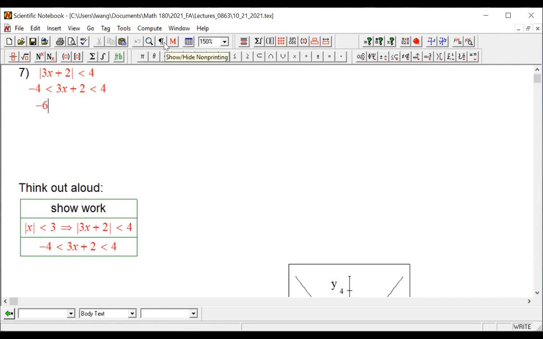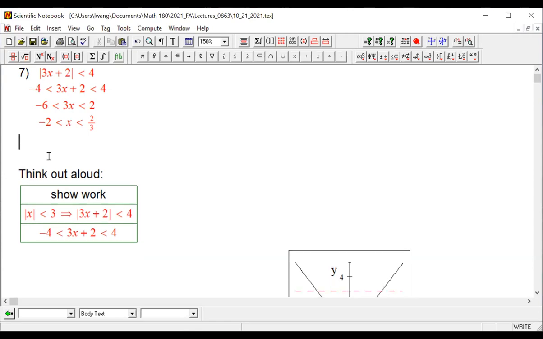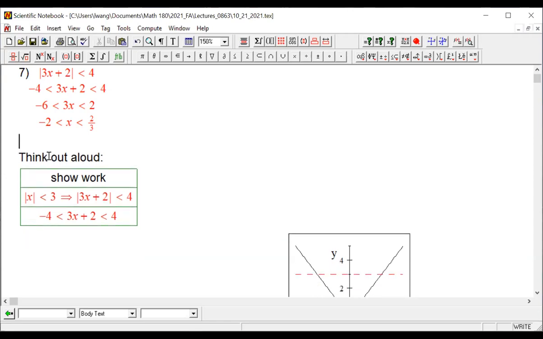Right? So we have -6 less than 3x less than 2. And then you divide every side by 3. You have -2 less than x less than 2/3. And you're done. You're finished. You guys see what I'm showing you here? That's all you need to show. If you can show this piece of work like that, I guarantee you always get full credit for it.